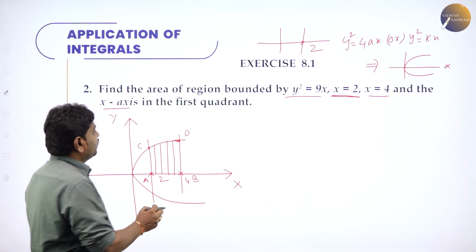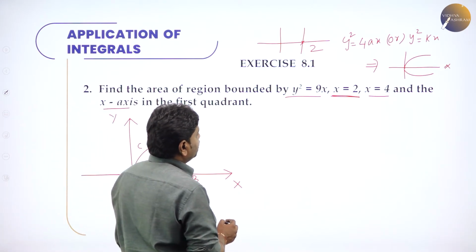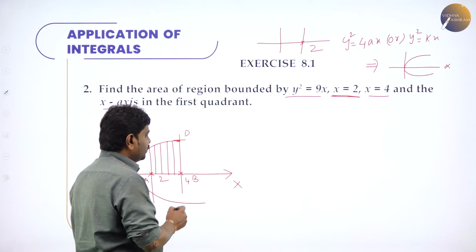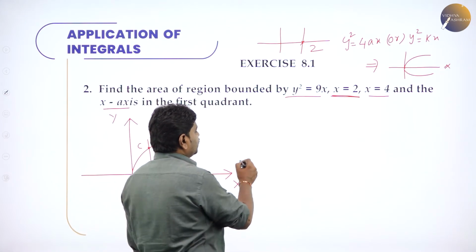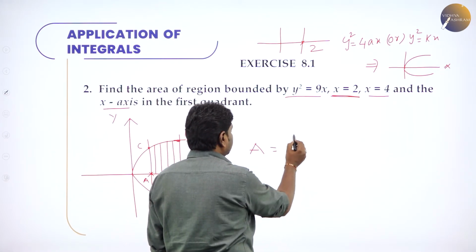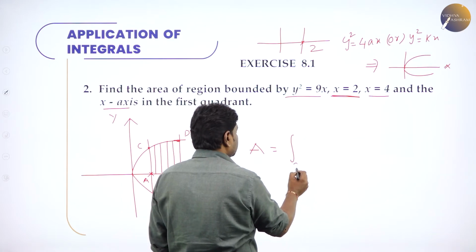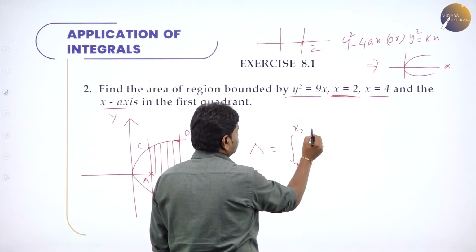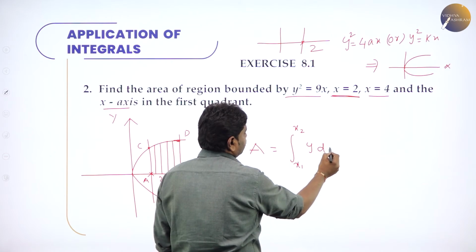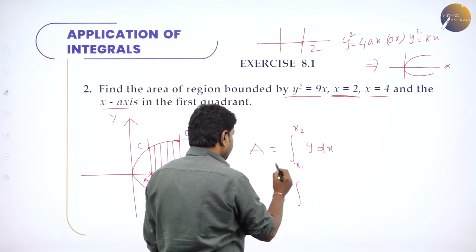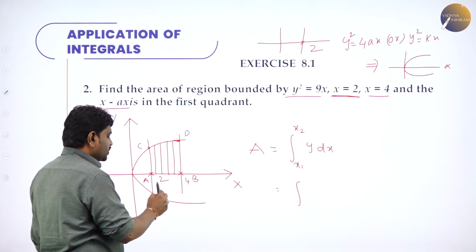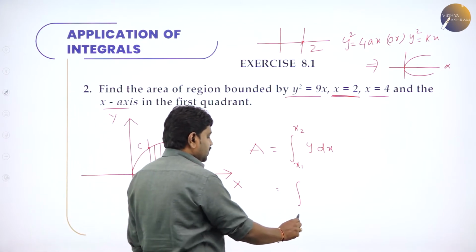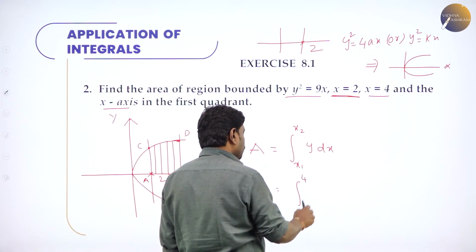Now find the area of region bounded by the curve and the line x is equal to 2, x is equal to 4 and x-axis in first quadrant. So what is the area bounded by the curve and x-axis? Integration of x1 to x2 y dx. That is integration of x varies from where to where? X varies from 2 to 4. X value 2 to x value 4 y dx.